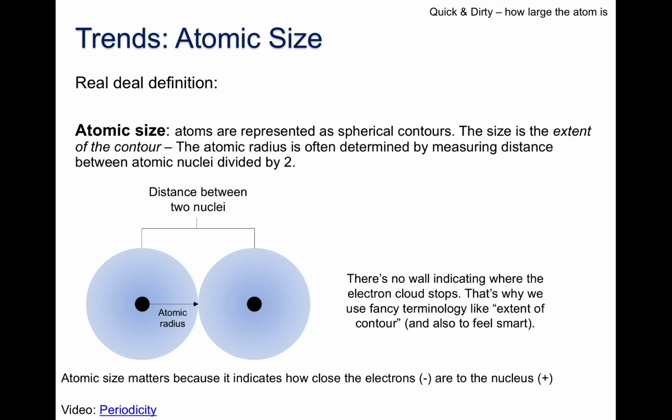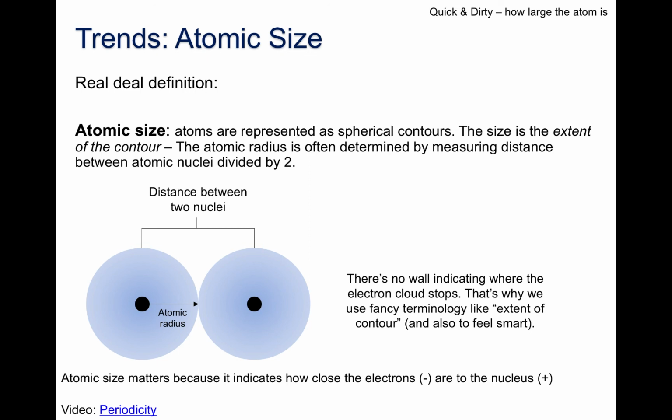And so the real chemical definition is that the size is the extent of the contour of the atom. And we usually report that in terms of atomic radius. We usually represent atoms as spherical contours, where we have the nucleus in the center, and then we have this spherical contour representing the electron cloud. Well, with the electron cloud, there's no wall indicating that the electron cloud stops here. So measuring the width of an atom is actually a little more challenging than you might expect. It's not like a cell where there's a definitive barrier where it ends.